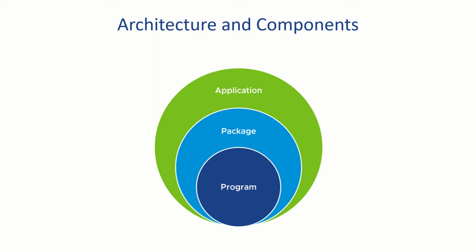The next is the programs. Finally, the program is auto-generated during package creation. The name of the program is automatic and executable, and the actual bits are captured during package creation. Each program represents one software application, and an application package can contain multiple programs. So this is a little bit about architecture and components.